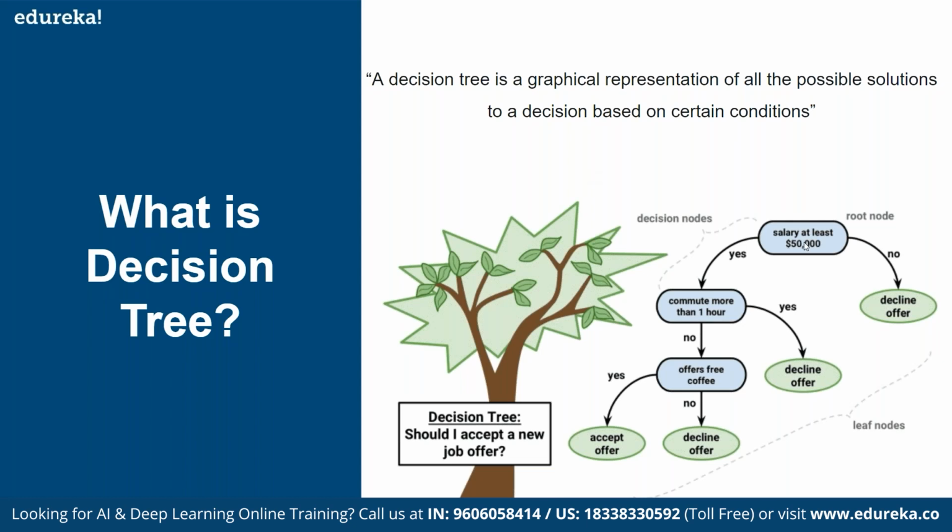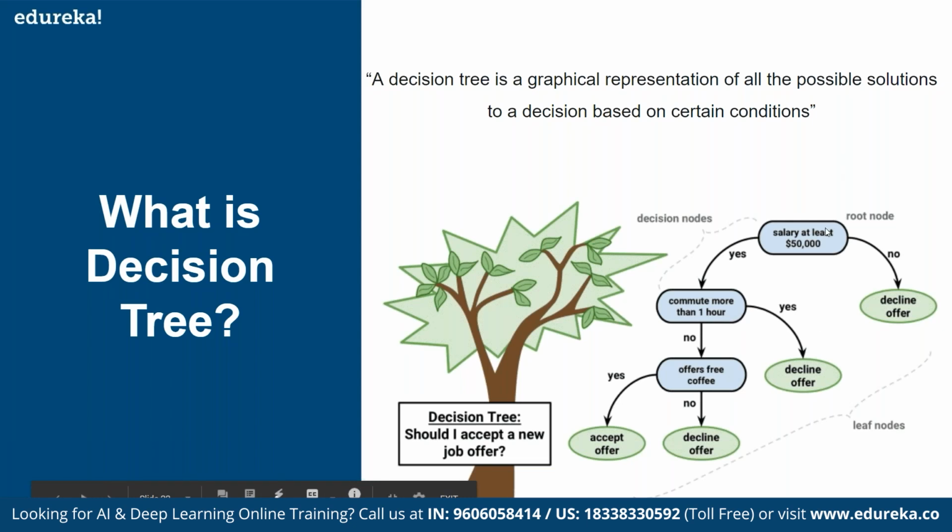First job offer comes in. Is the salary at least $50,000? No, reject. Second job offer, is the salary at least $50,000? Maybe it's 55,000. Okay, yes. The commute is less than 1 hour? The commute is 2.5 hours. Reject. Third one, is the salary greater than 50,000? Yes, it's $50,000. Okay. Commute more than 1 hour? No, it's not more than 1 hour. It's 45 minutes of travel. Does it offer free coffee? Unfortunately, it does not. Decline the offer.